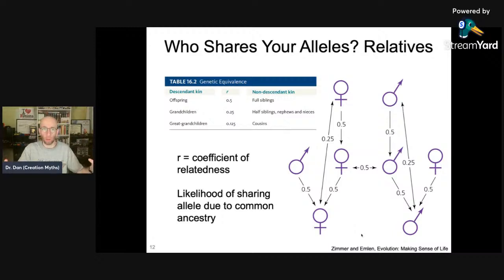Is everybody okay with the coefficient of relatedness and why this matters so far? This is going to be really important for inducing selection for altruistic behavior. We're not quite there yet, but we're getting there. Some of you in the chat are talking about a famous quote from JBS Haldane, and we're going to get there. I promise you.